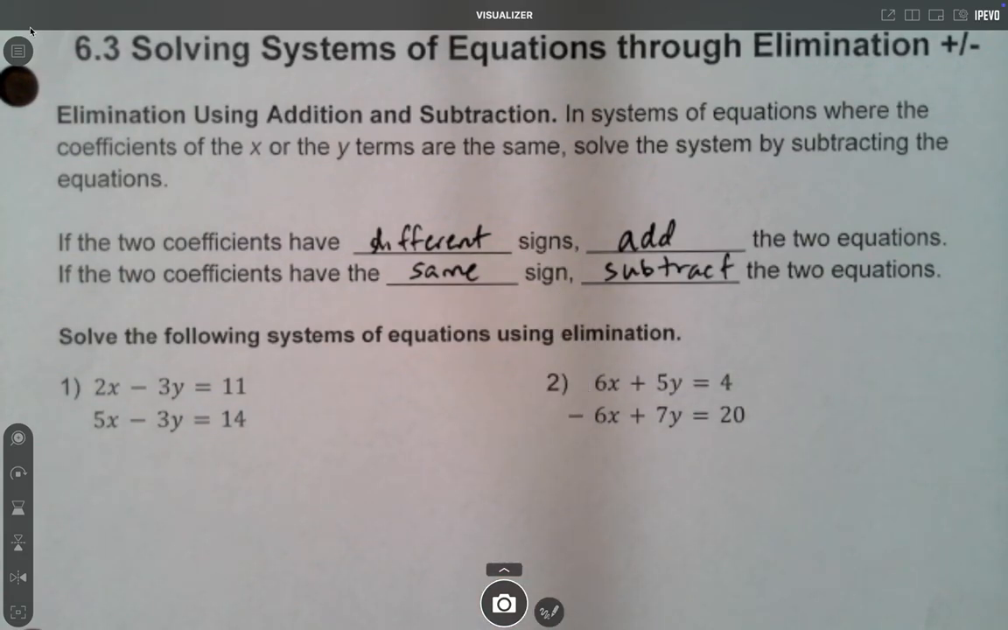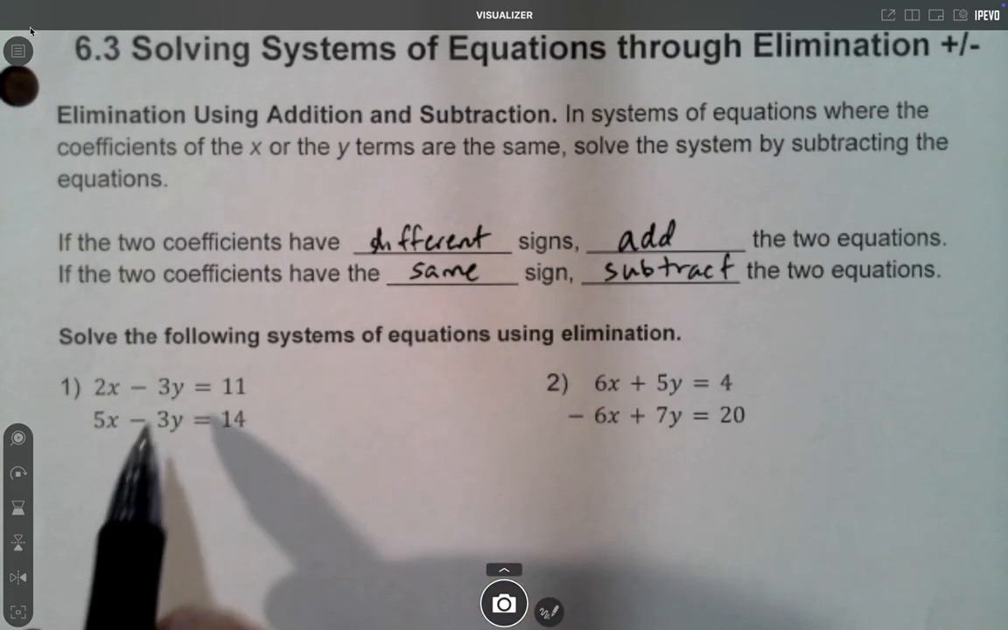So if you remember, when we were learning to solve for x, we learned, okay, we can add a number to both sides, and that's okay, as long as it's the same number on both sides. We can subtract a number from both sides, multiply both sides by a number, divide both sides by a number. Well, we're also allowed to actually combine equations by adding them or subtracting them.